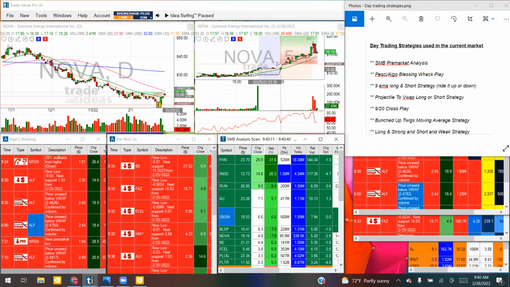Because I don't like to enter long or short in the consolidations, I like to enter once it breaks out of consolidation. But I also know that sometimes that consolidation could be real quick.